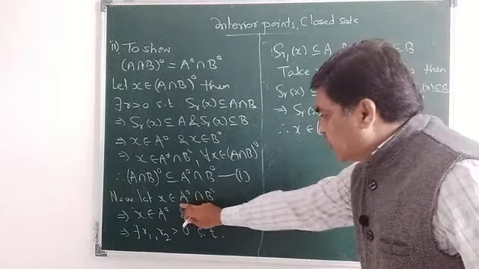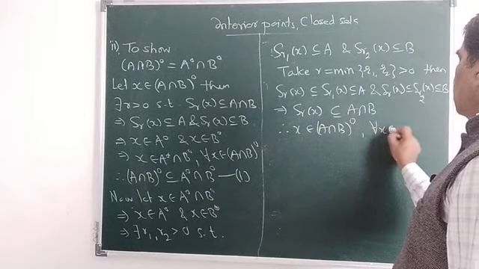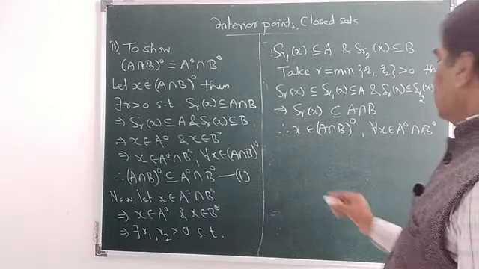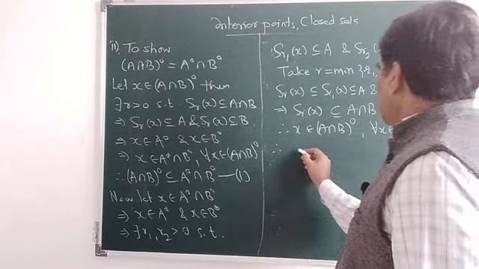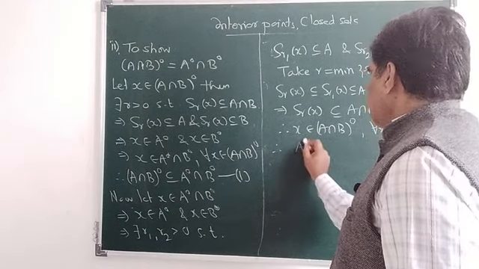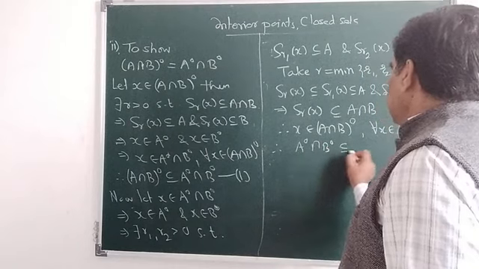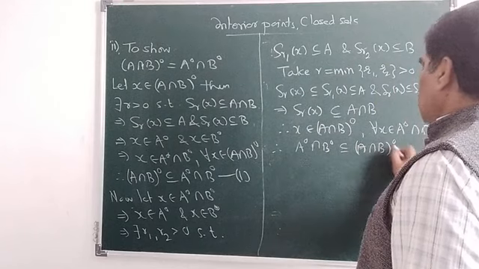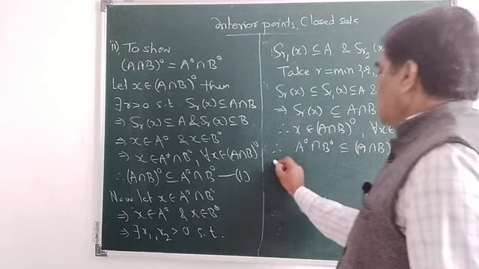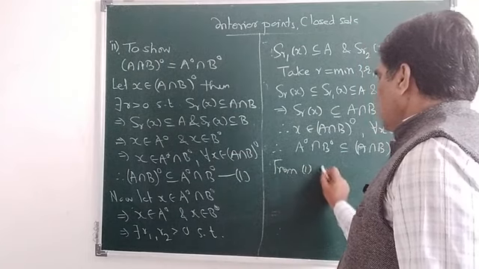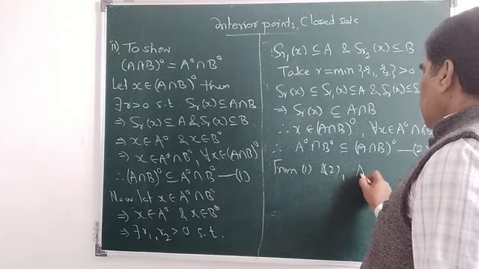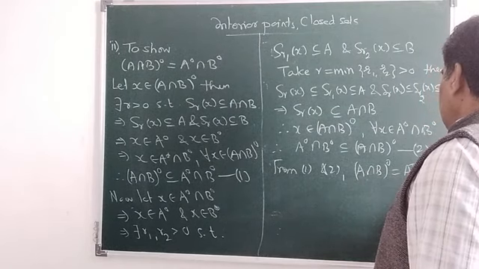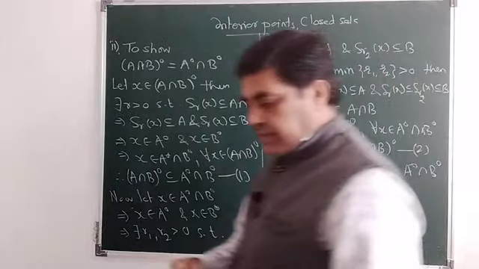And there is no restriction on the choice of x. Therefore, this holds for any x belonging to A interior intersection B interior, and therefore A interior intersection B interior is a subset of (A intersection B) whole interior. So from 1 and 2, the result holds. From 1 and 2, (A intersection B) whole interior is the same as A interior intersection B interior. Is it clear?